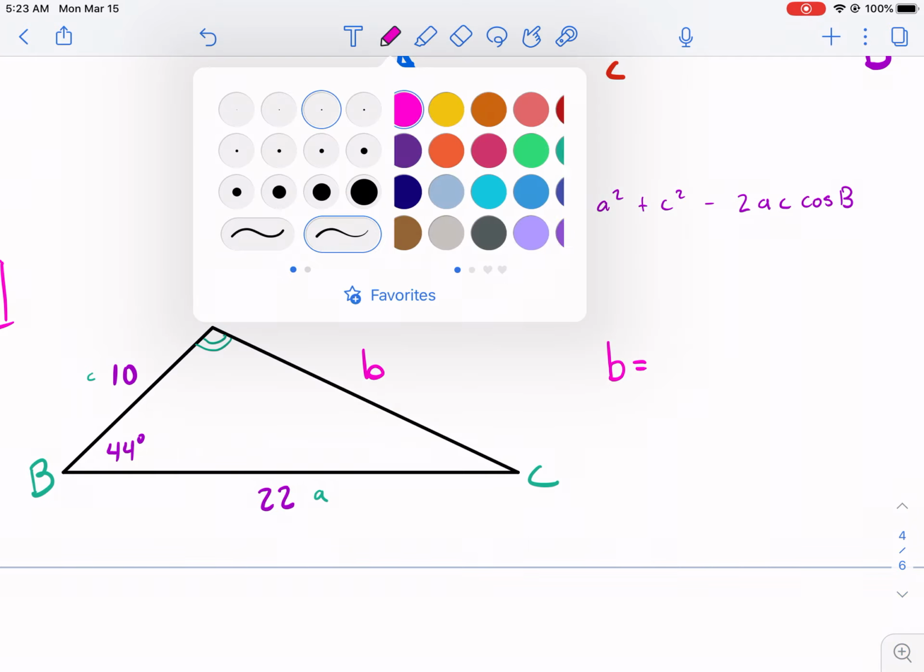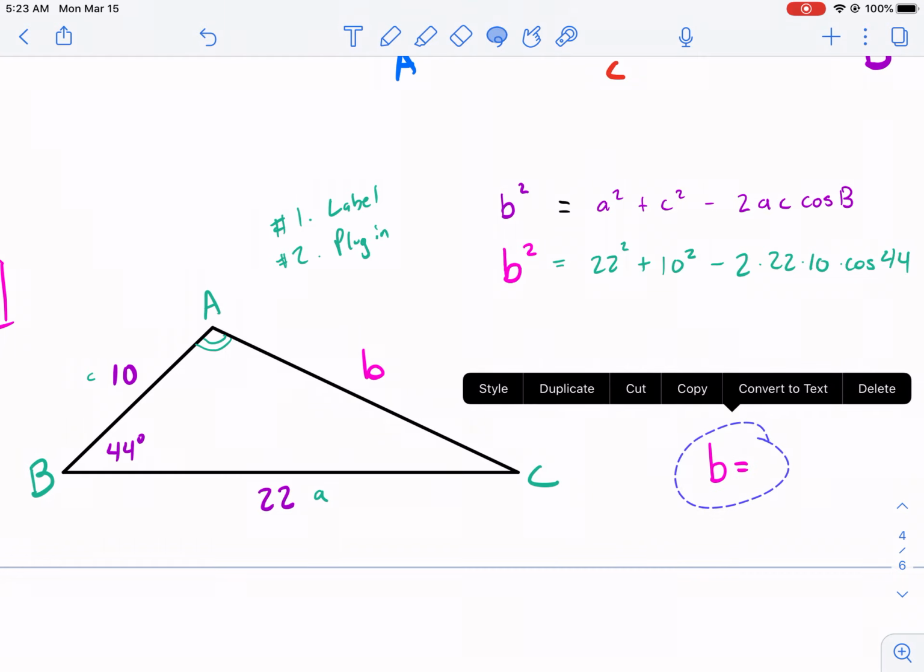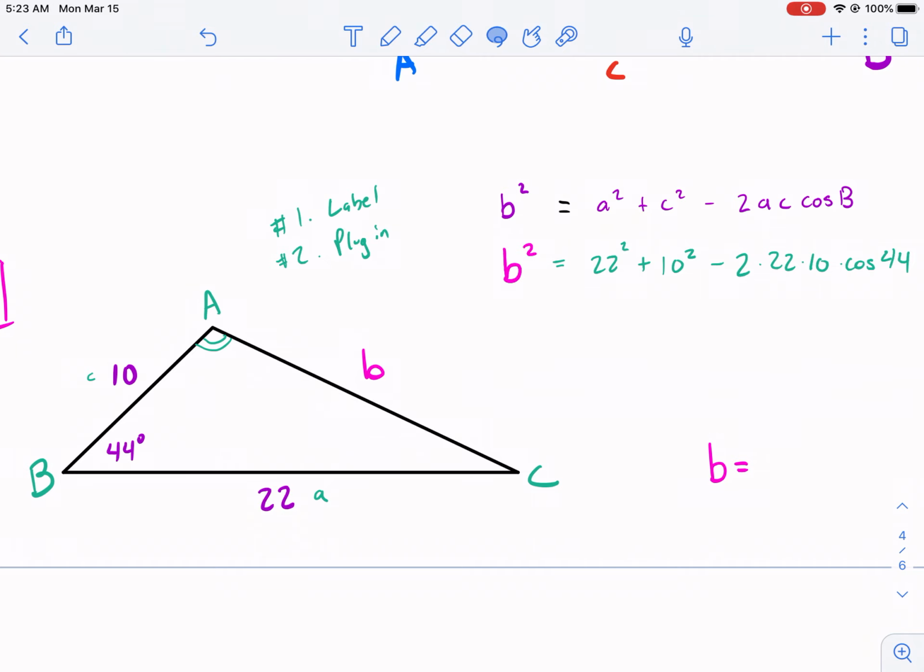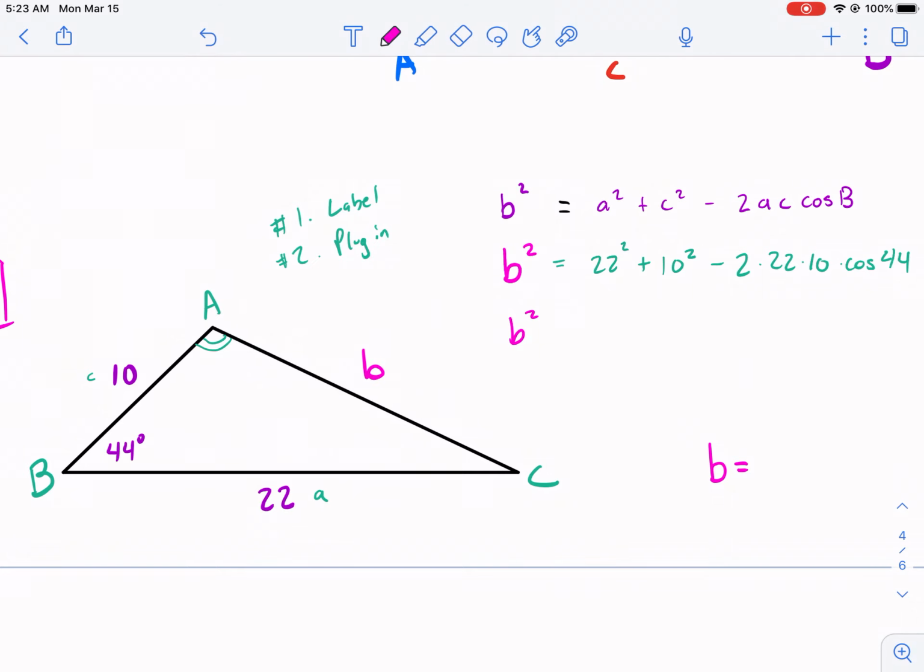Okay, so what are my other values? Well, I got equals a squared, well that's 22 squared, plus c squared, that's 10 squared, minus 2 times 22 times 10 times cosine, and we know the angle is 44. I'm going to have to move this guy down. I just got a feeling already. So you definitely need a calculator for this one. I mean, you'll need it for law of sines or cosines. But we'll know here that we have a big mess, so to speak.